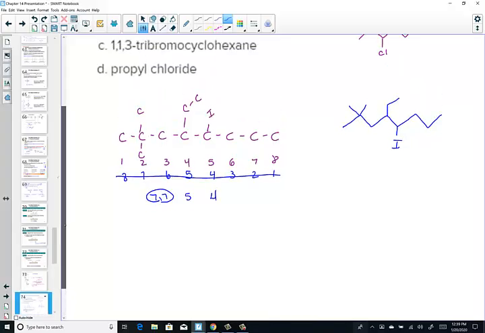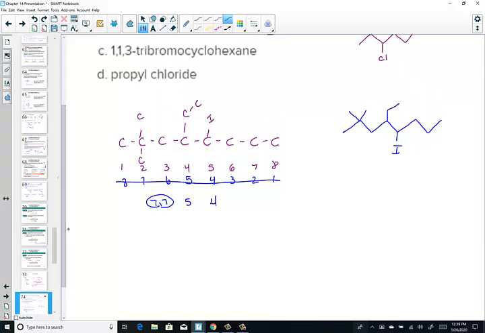And this one is telling us 1,1,3-tribromocyclohexane. There's this cyclic structure. 3 bromines, 2 of them coming off of carbon 1, 2, 3. Notice that the numbers are required for all branches.